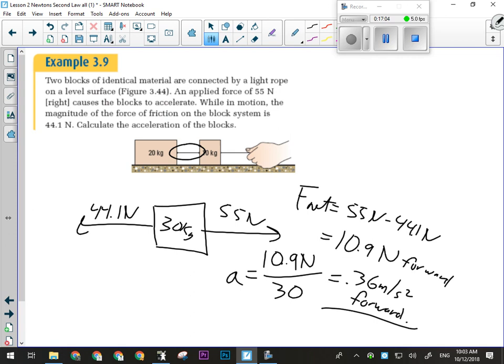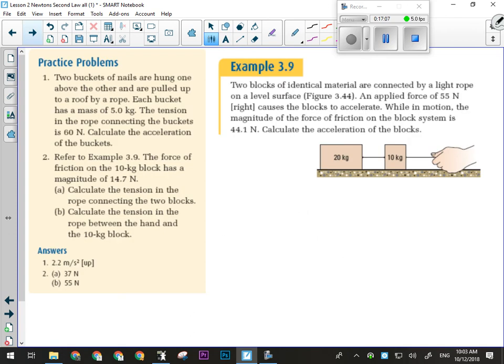All right. Okay, so on that note then, I want you to try question number 2 first, okay, because it has to do with the one we just did, right? So remember, we already calculated that the acceleration is 0.36 meters per second squared forward. Okay, now it says the force of friction on the 10 kilogram block is 14.7 newtons. Calculate the tension in the rope connecting the two blocks.